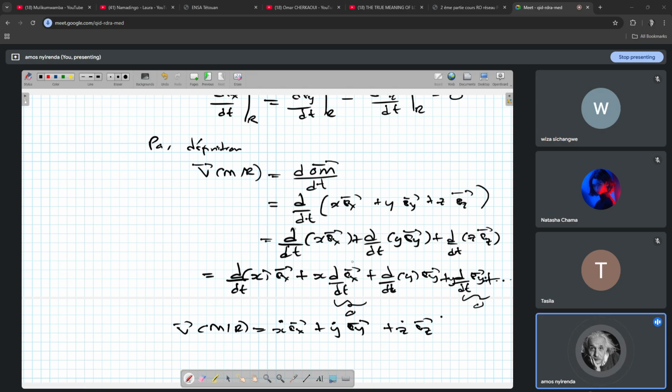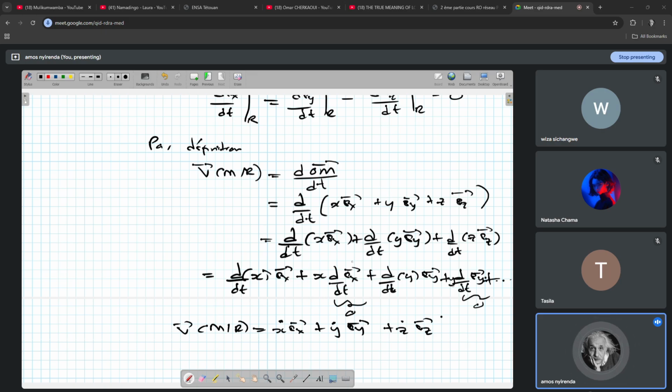So it will be the derivative with respect to time of x, and then we leave the vector untouched, plus x multiplied by the derivative of the vector with respect to time. And then we do the same thing, applying the product rule for y and Y, and for z and Z. Yeah? We will have what we have here.